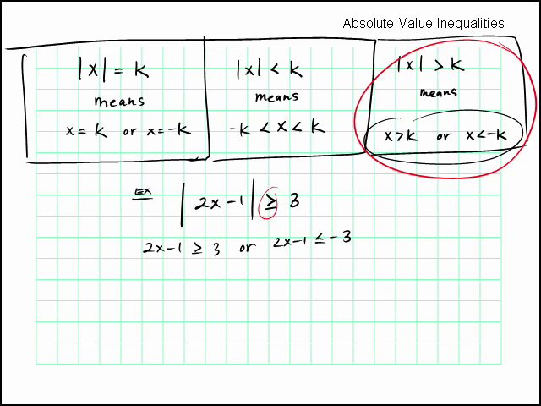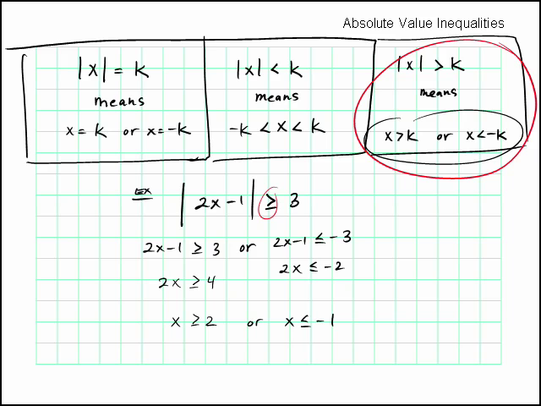Solve each part for x. 2x is greater than or equal to 4, x is greater than or equal to 2. Over here we end up with x is less than or equal to negative 1. Okay.